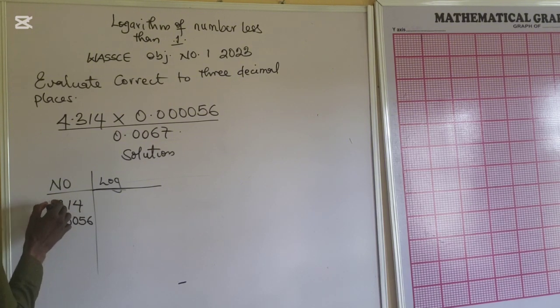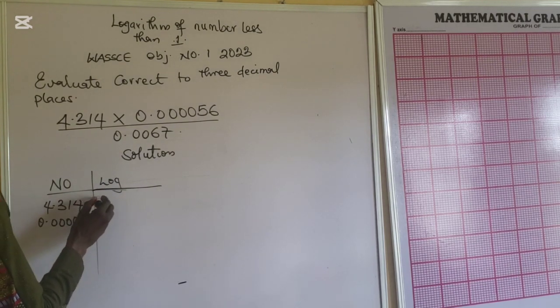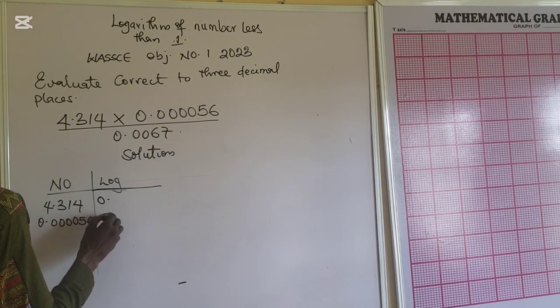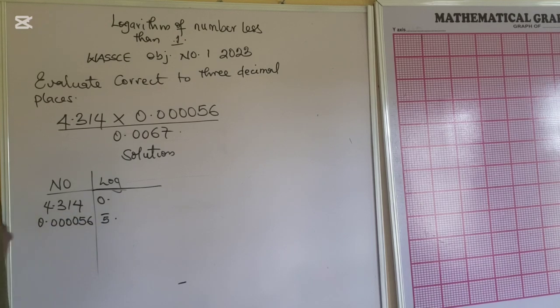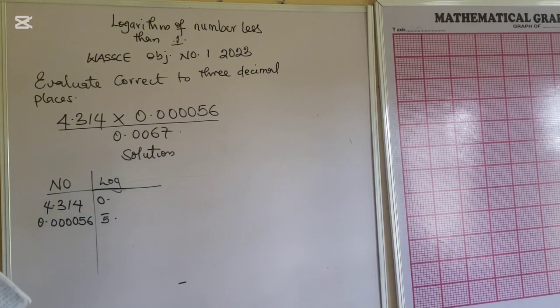So before the decimal point, we have one number. Since it's one number, it is 0 point. Why is it bar 1, bar 2, bar 3, bar 4, bar 5? Here is bar 5. Look at it again. In standard form, minus 1, minus 2, minus 3, minus 4, minus 5: 5.6 times 10 to the minus 5.